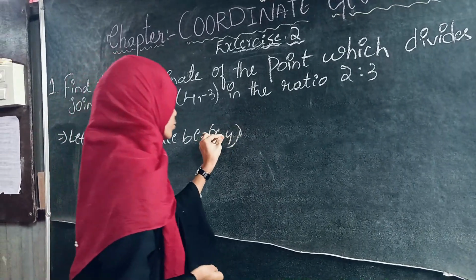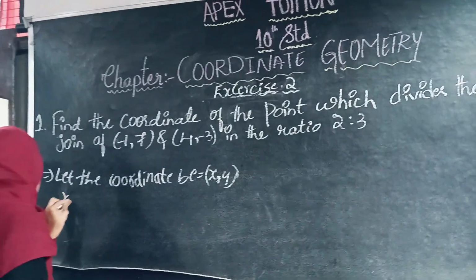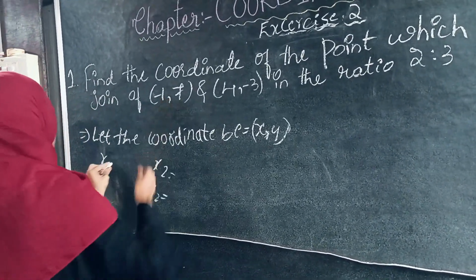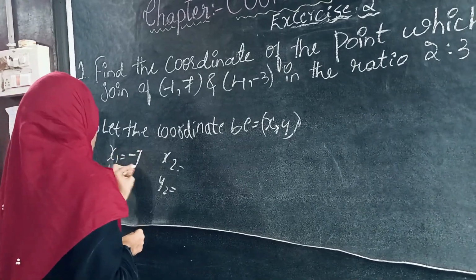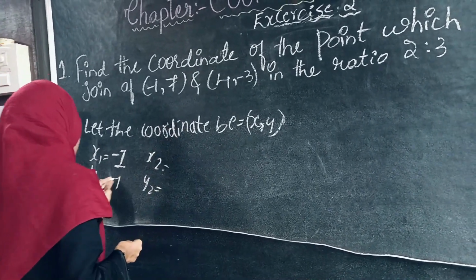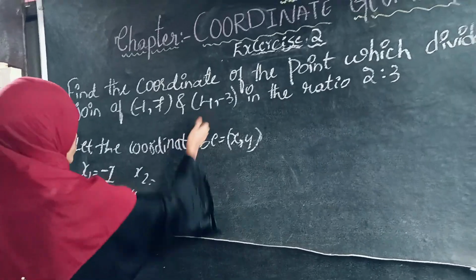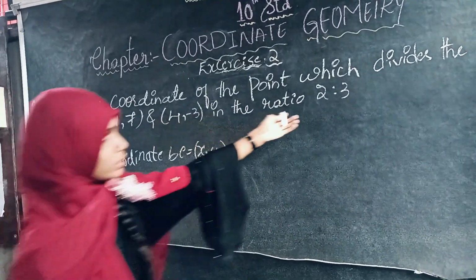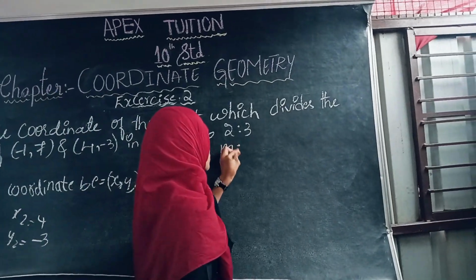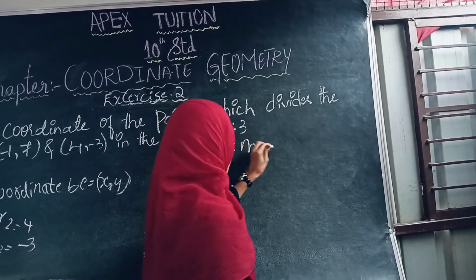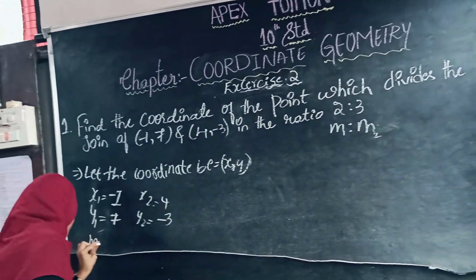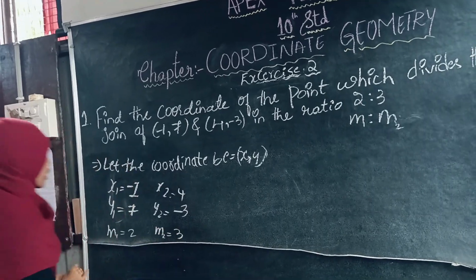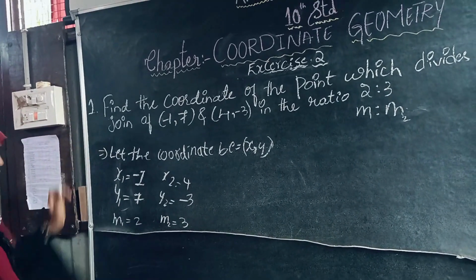From the question we know that they have given x1 y1, x2 y2. So x1 is minus 1 and y1 is 7 and x2 is 4 and y2 is minus 3. 2:3 is in the form of m1 is to m2. In the question they have given, so we will write here m1 is equal to 2, m2 is equal to 3. There is a formula to solve this.